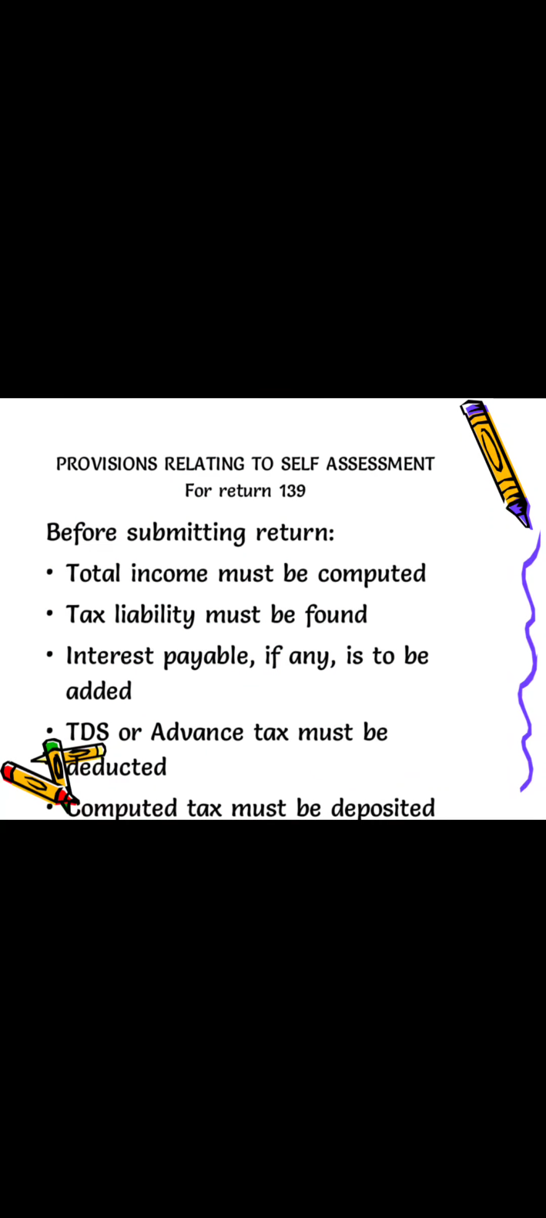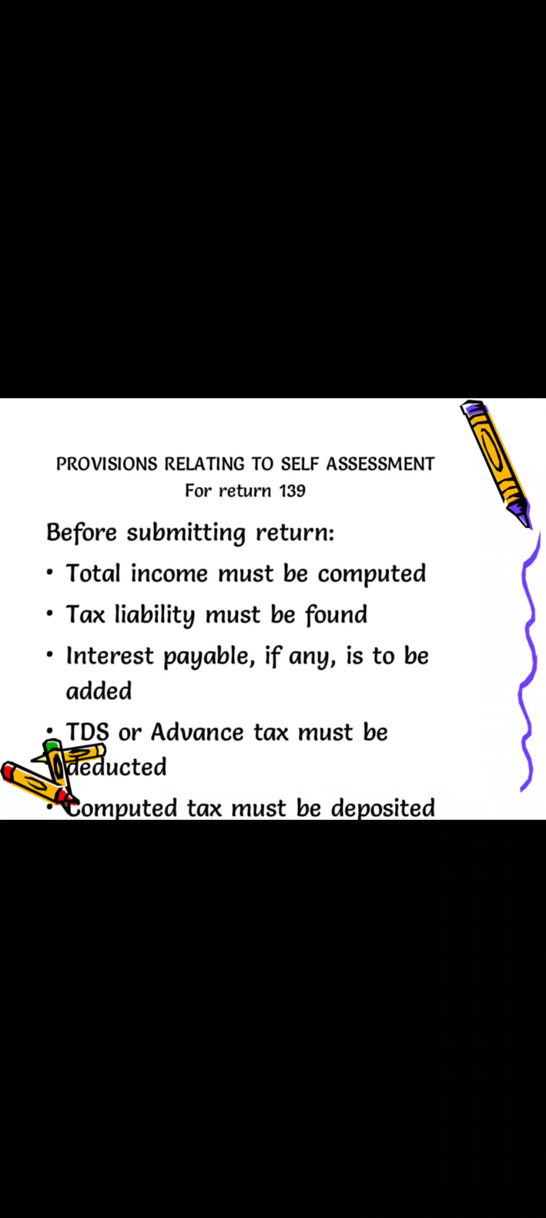Before submitting the return under section 139, every assessee should follow these rules or steps. First, total income must be computed. What do we mean by total income? All the heads of income should be added. That is called gross total income.